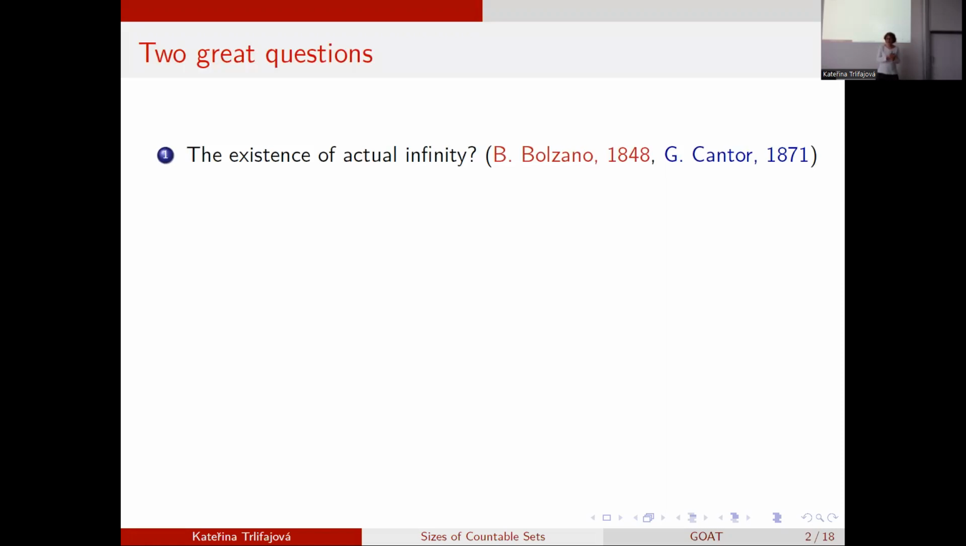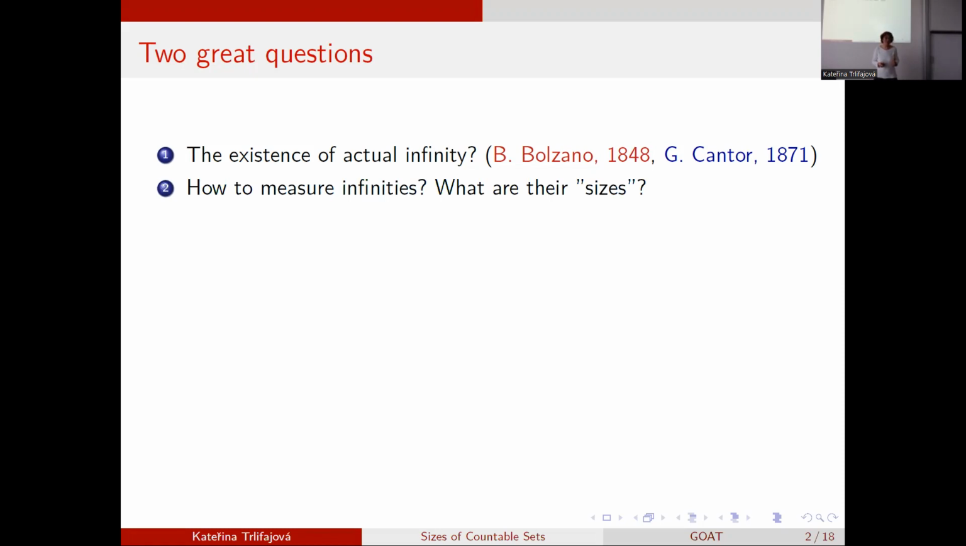So there are two great questions concerning infinity. First, it is the existence of actual infinity. There were two great defenders of it: Bernard Bolzano, our Czech philosopher and mathematician, and Georg Cantor. Both of them agreed with the existence of actual infinity. The other question is how to measure infinities.